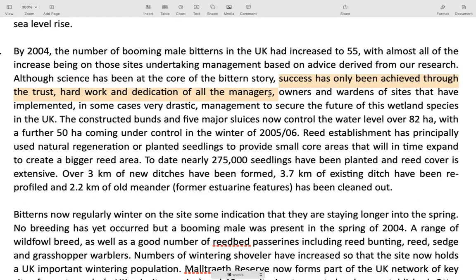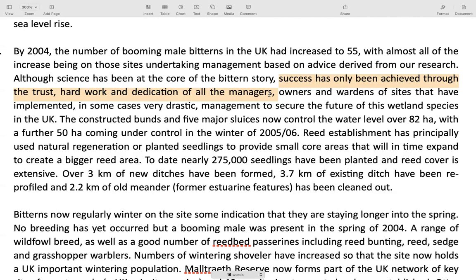Management is necessary for the protection of this species. Okay. Coordination of other counterparts. Success achieved by many counterparts. Why counterparts? Counter would be opposite. Hard work and trust.